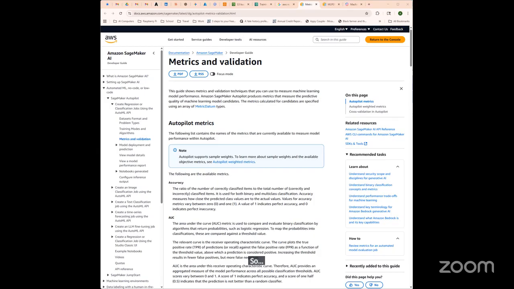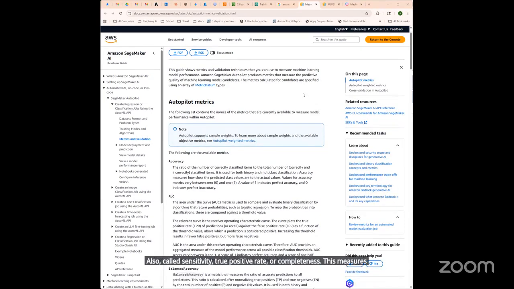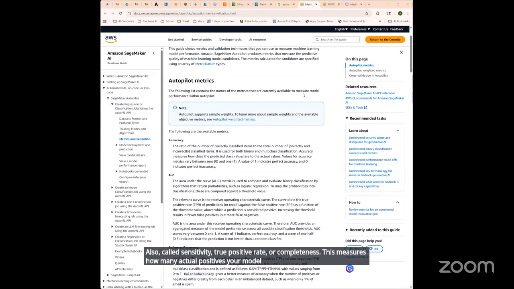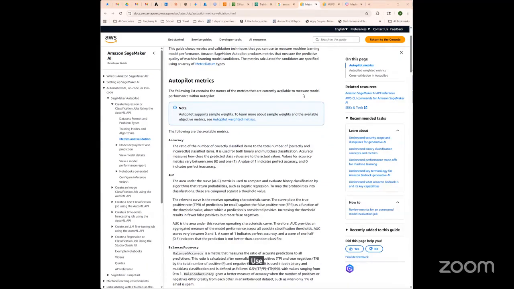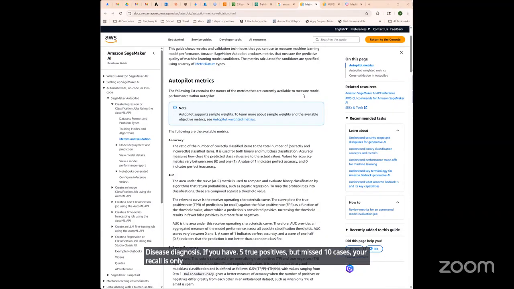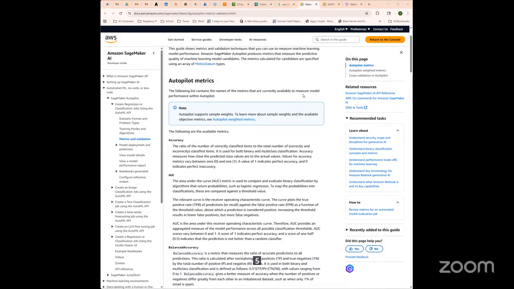I'm going to go a little bit out of order, but see these on the page. Recall, also called sensitivity, true positive rate, or completeness. This measures how many actual positives your model correctly identifies. Use recall when false negatives are costly, missing fraud cases, or disease diagnoses. If you have 5 true positives but miss 10 cases, your recall is only 30%, 5 out of 15, right?